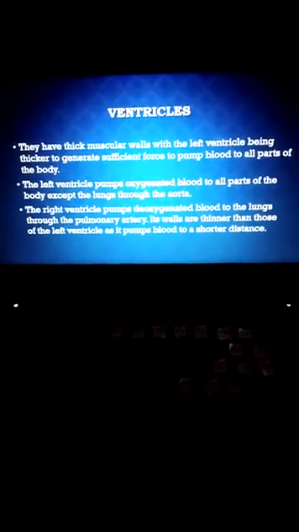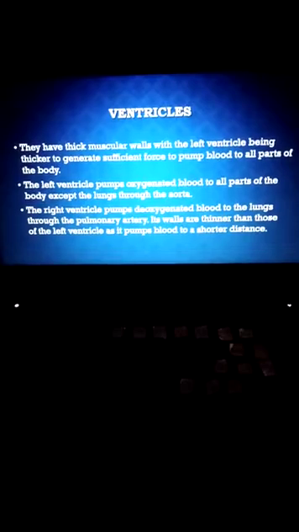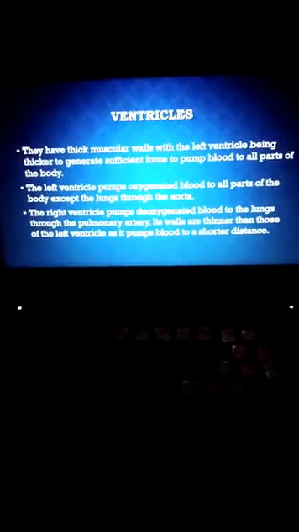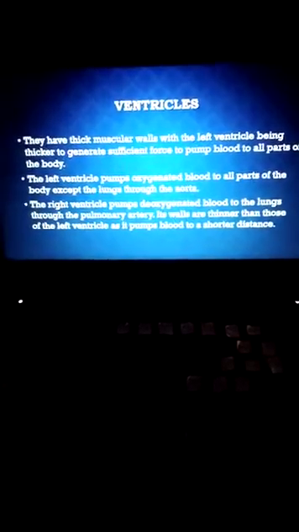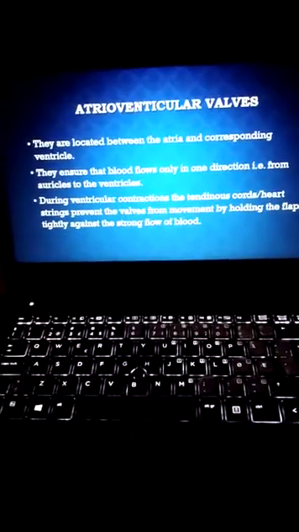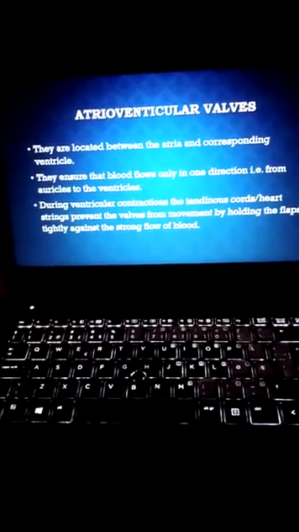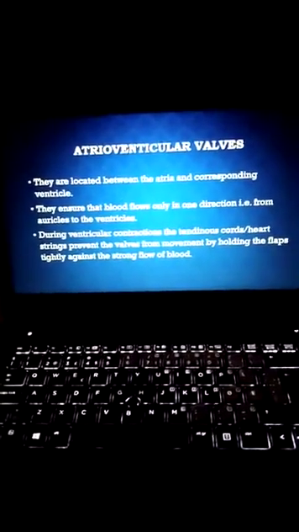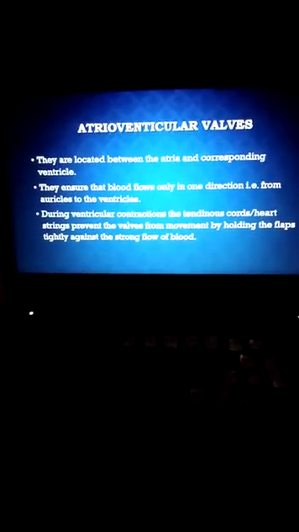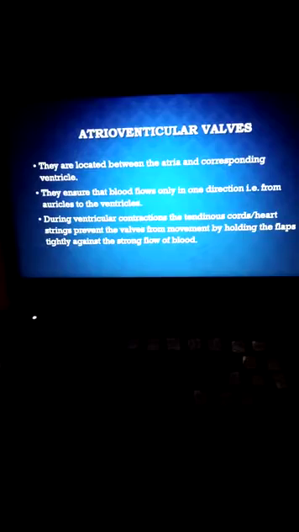Okay? The right ventricle pumps deoxygenated blood to the lungs through the pulmonary artery, and its walls are thinner than those of the left ventricle. That distance is short, so that's why it's less thick. We also have valves inside the heart, and they are located between the atria and corresponding ventricle. From our diagram, we saw that, and they ensure that blood flows only in one direction.